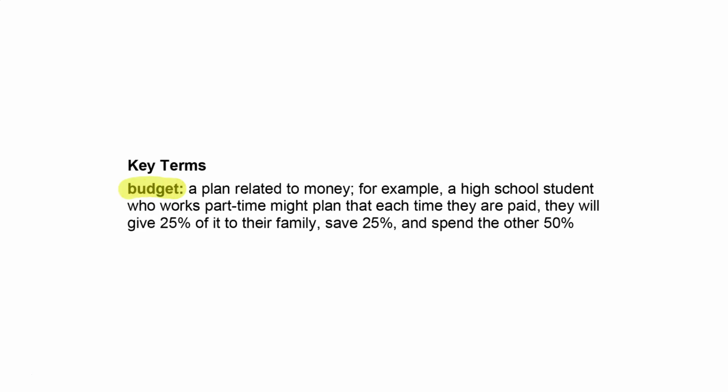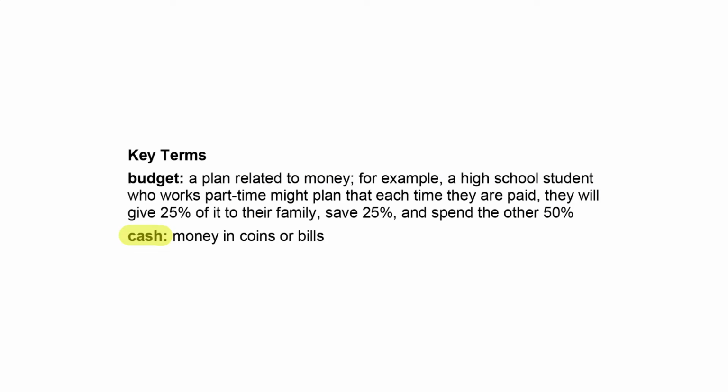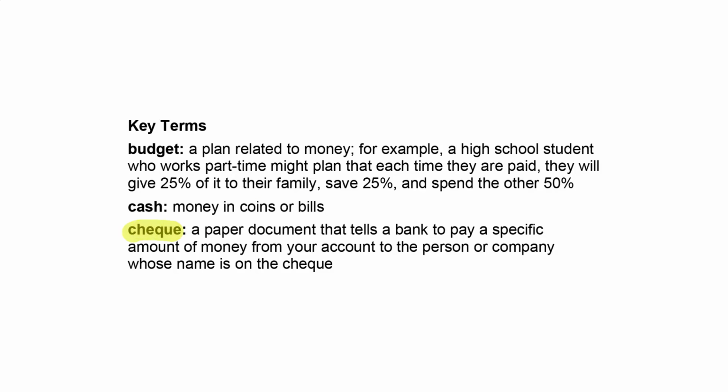Key terms. Budget. A budget is a plan related to money. For example, a high school student who works part-time might plan that each time they're paid, they'll give 25% of it to their family, save 25%, and spend the other 50%. Cash is money in coins or bills. A check is a paper document that tells a bank to pay a specific amount of money from your account to the person or company whose name is on the check.